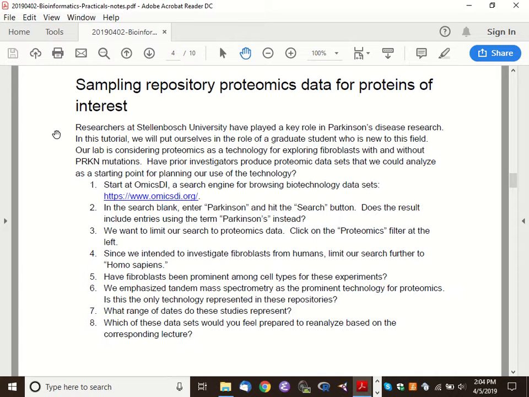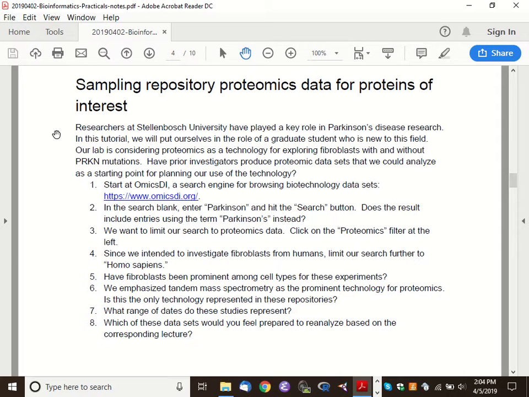So I wanted to start with the fact that we have an awful lot of research in our department focusing on Parkinson's disease. We often focus on tuberculosis, but Parkinson's disease gets a lot of emphasis as well. So let us imagine that you, as a new graduate student, have joined a lab that does Parkinson's research. We would like to consider whether proteomics has value to add to the genetics work that we're doing.